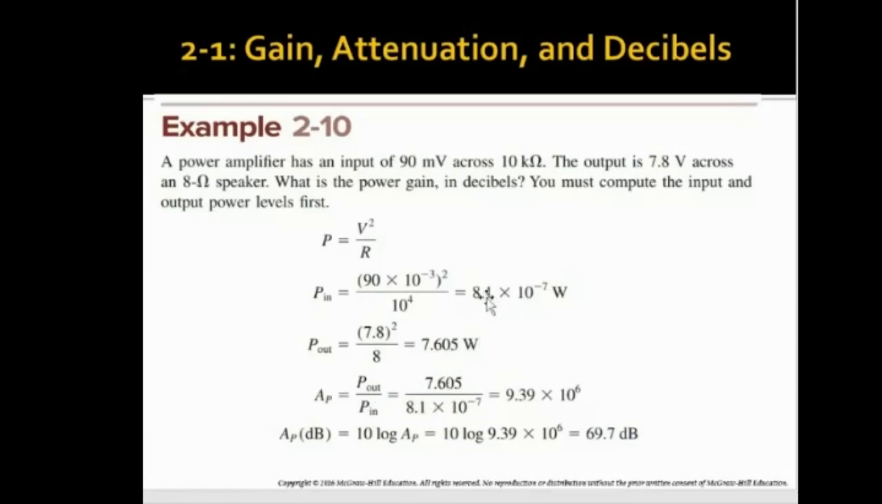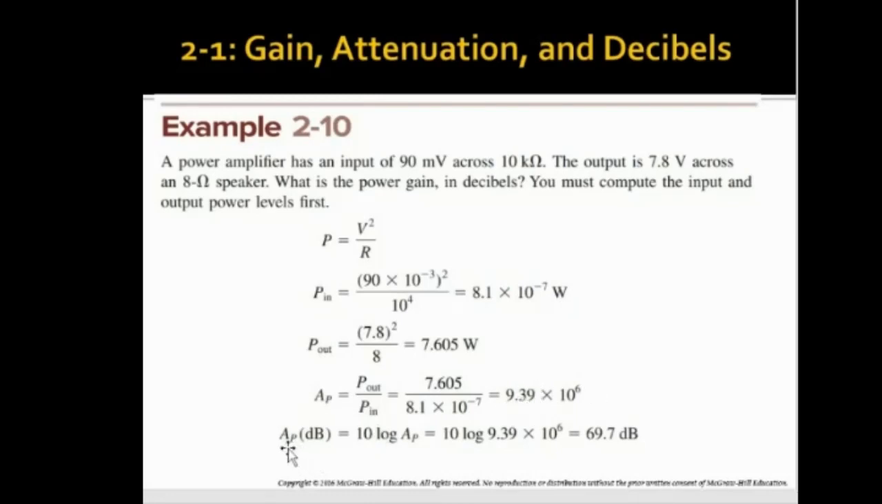7.605 divided by 8.1 times 10 power of minus 7. We have 9.39 times 10 power of 6 gain. This is our gain factor.